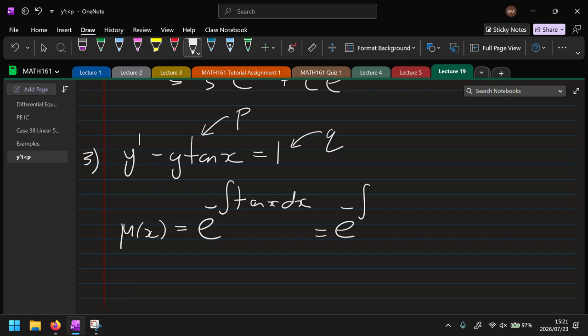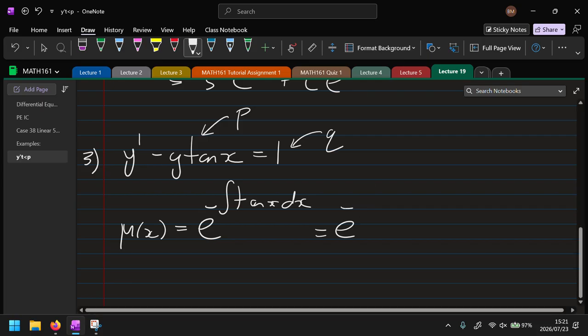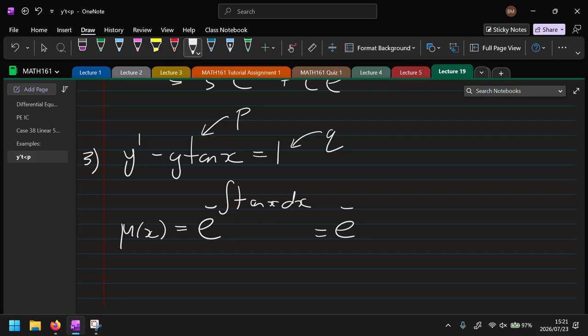Okay, e to the minus integral, or we can do this one directly, integral of tan. I think way back when we did the trig integrals, natural log of sec. Yeah. Again, depending on what these functions are, you might have some trig integral to do. You might have some partial fractions, whatever. All of that still applies. Here we had a trig integral.